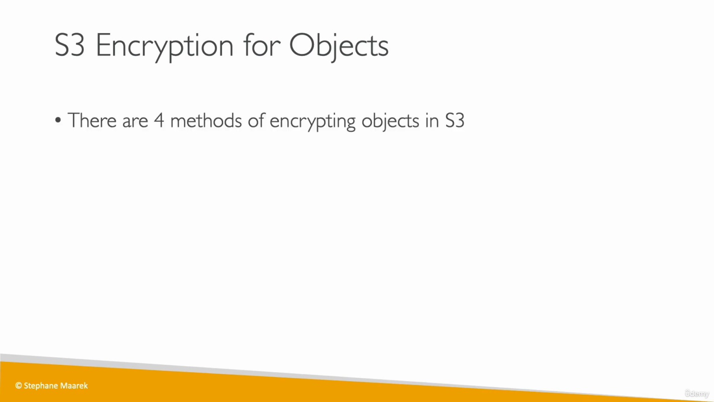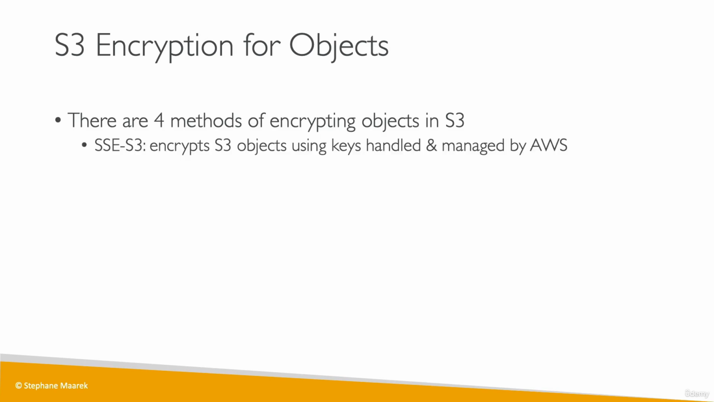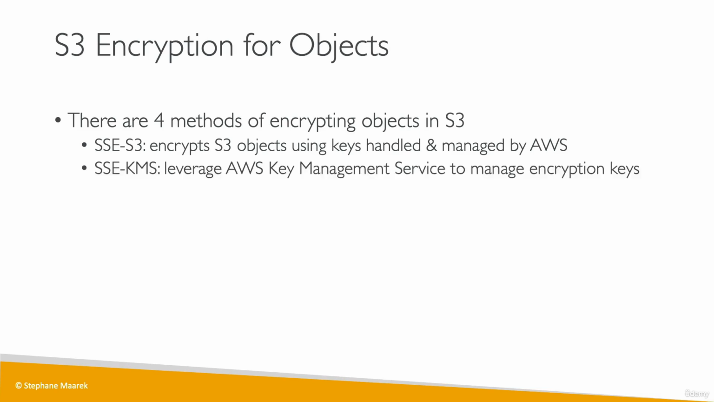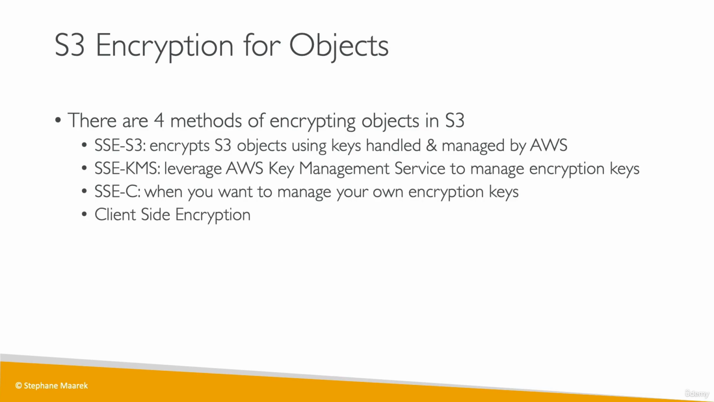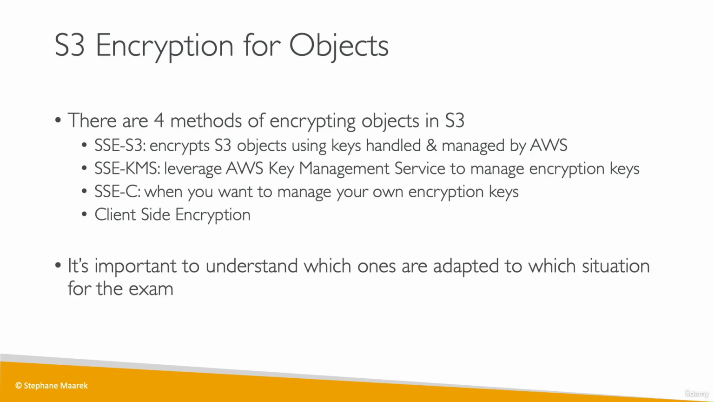So as such, Amazon gives you 4 methods to encrypt objects in Amazon S3. The first one is called SSE-S3. This is to encrypt S3 objects using keys handled and managed by AWS. The second one is SSE-KMS, to leverage AWS Key Management Service to manage your encryption keys. The third one is SSE-C, when you manage your own encryption keys. And finally, client-side encryption. Now we're going to do a deep dive on all of those, so don't worry. And it's important to understand which ones are adapted to which situation for the exam, because the exam will definitely ask you questions to choose the right level of encryption based on the scenario.